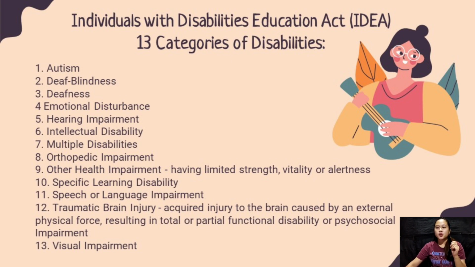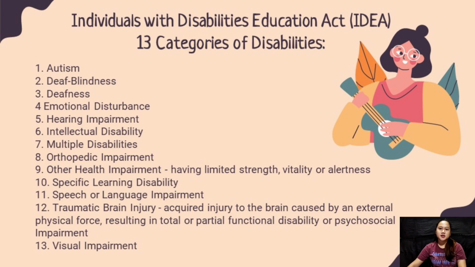So next is specific learning disability. This is a disorder in one or more of the basic psychological processes involved in understanding or using spoken or written language, which can manifest as an inability to listen, think, read, write, and spell, or perform mathematical calculations. This can include brain injury, minimal brain dysfunction, dyslexia, and developmental aphasia, all conditions covered by the umbrella term.